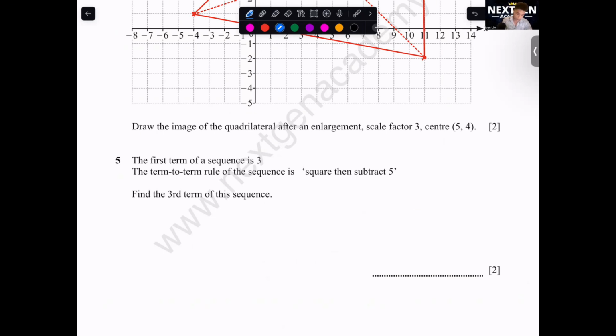Okay, so you need to do this. Term 1 is equals to 3. Term 2, square, then subtract 5: 9 minus 5, 4. Term 3, 4 square minus 5, 16 minus 5, which is equals to 11. Okay, so this is on the topic of sequence, which is what we just covered.